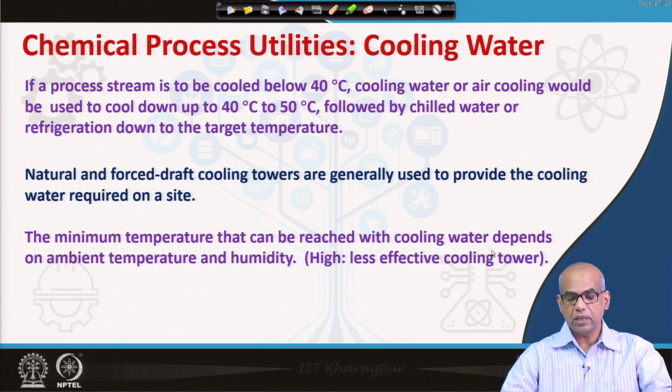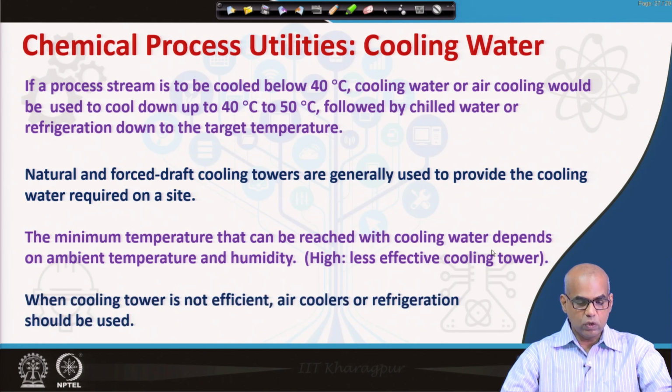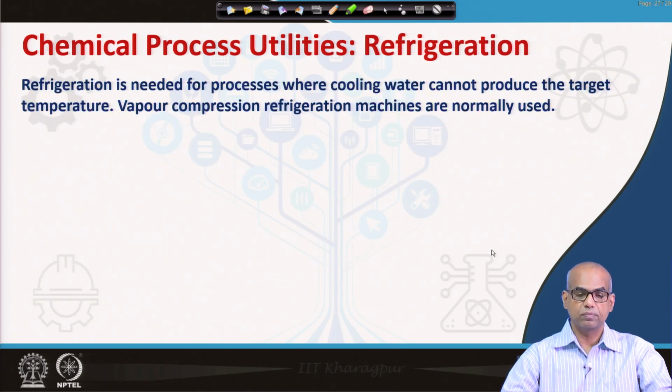The minimum temperature that can be reached with a cooling tower will depend on ambient temperature and humidity. If the ambient temperature and humidity are very high, then the cooling tower will be less effective. When the cooling tower is not efficient, air coolers or refrigeration should be used.